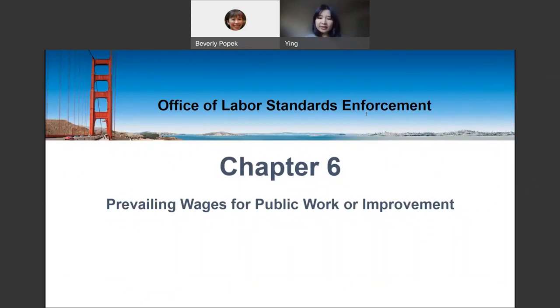So throughout today's presentation, we're going to go over the Chapter 6, which is the basics of prevailing wage requirements in the city, tips of how to stay in compliance, and also a web tour of our PW webpage.